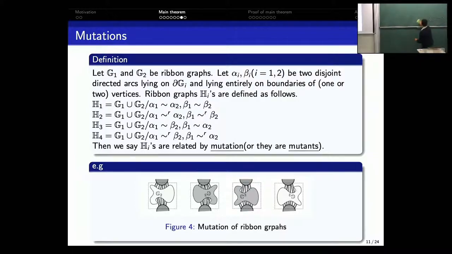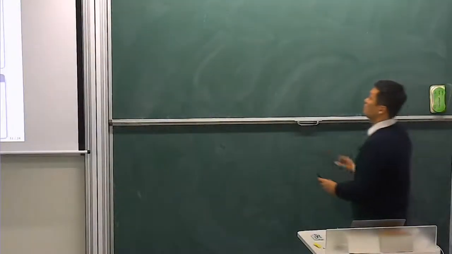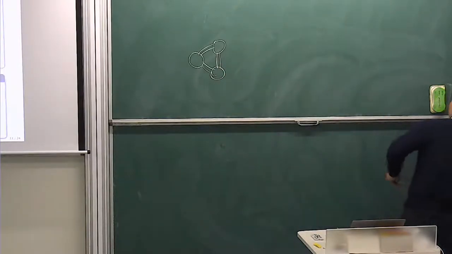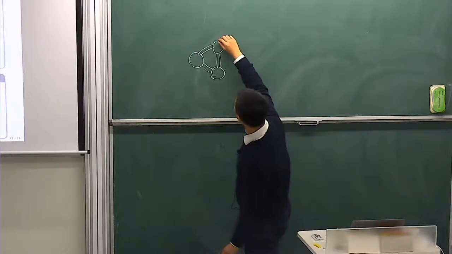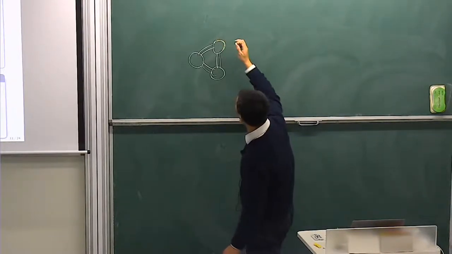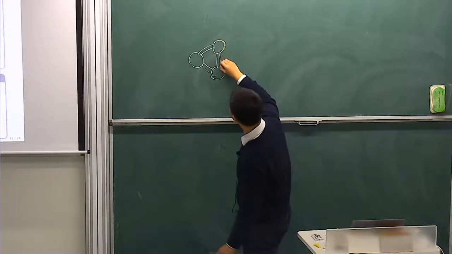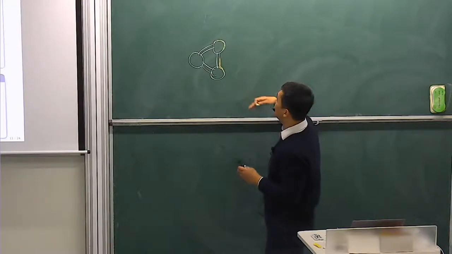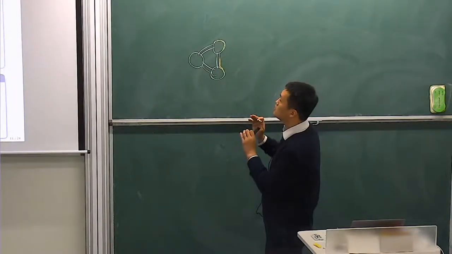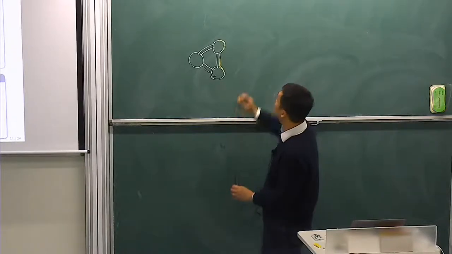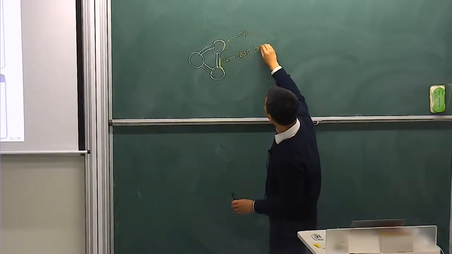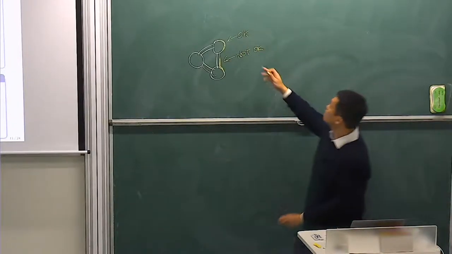If you have a ribbon graph like this, you can pick arcs in a boundary component like this, but to apply a mutation, our chosen arcs have to be entirely on boundaries of vertices. So this one is okay, but this one is not okay.